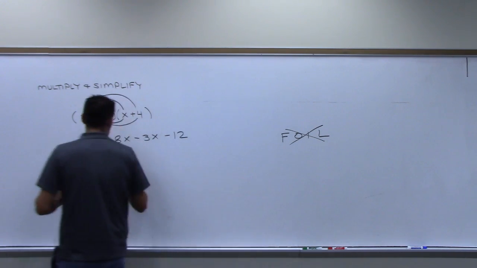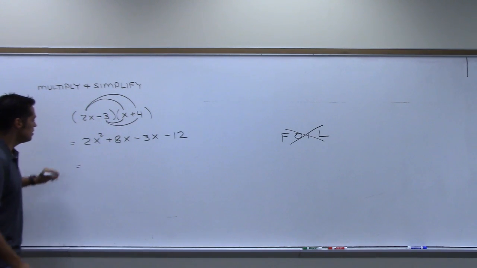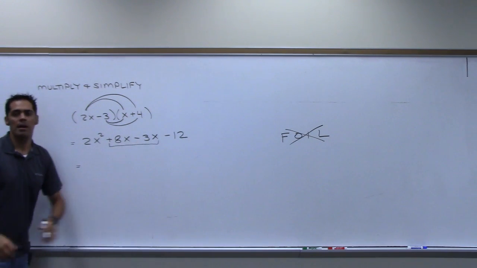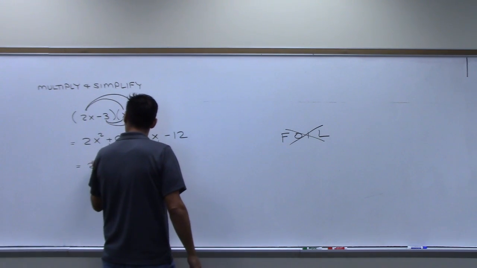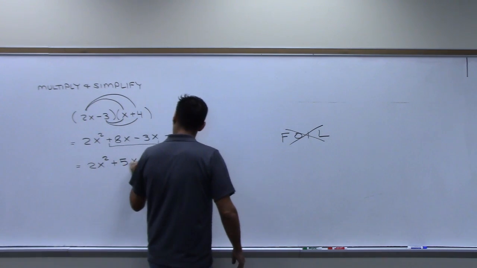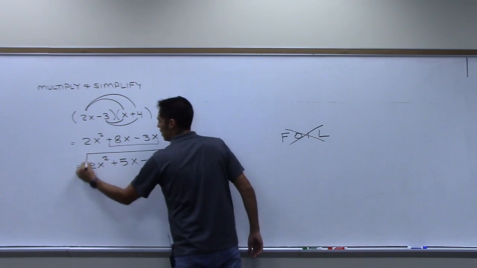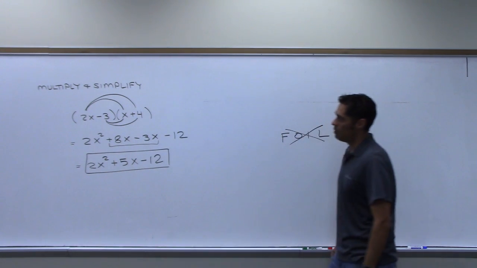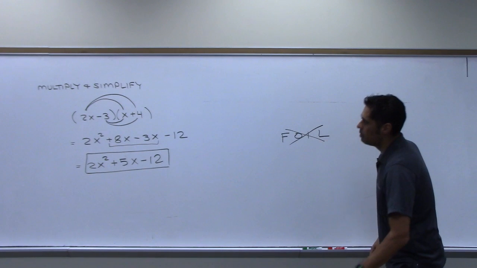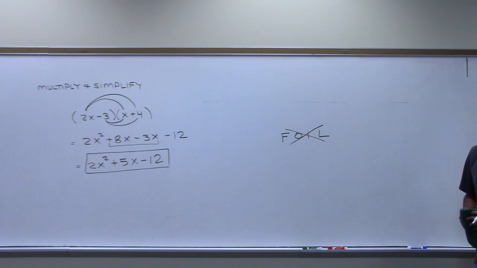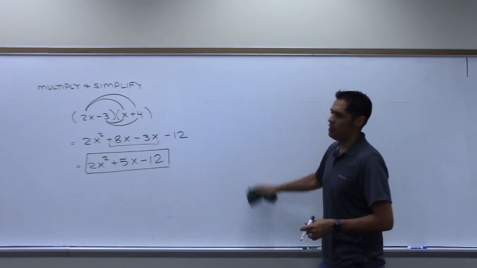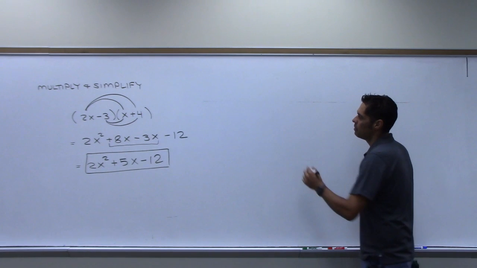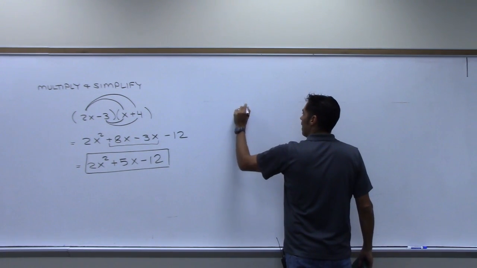And now when I put all these together, I combine like terms. These two middle ones can be combined, right? So we have 2x squared plus 5x minus 12. Box it up, and you're done. Wonderful. Questions? All right. So now let me put another problem up here for you. How about this? Same instructions.